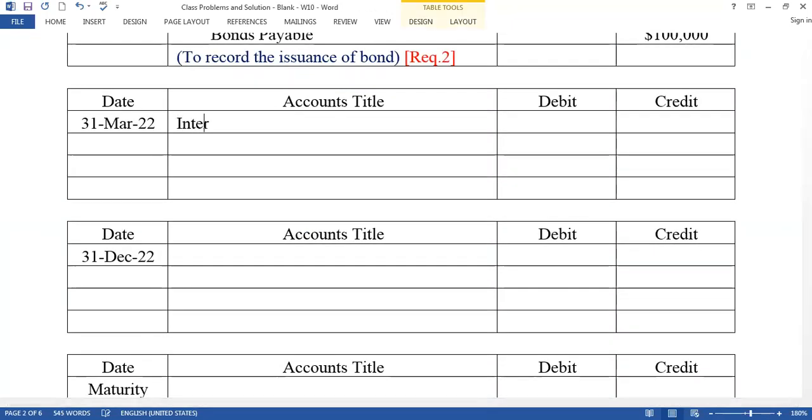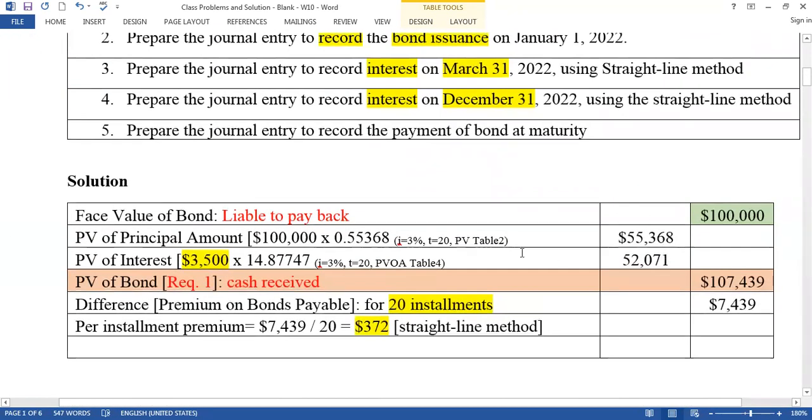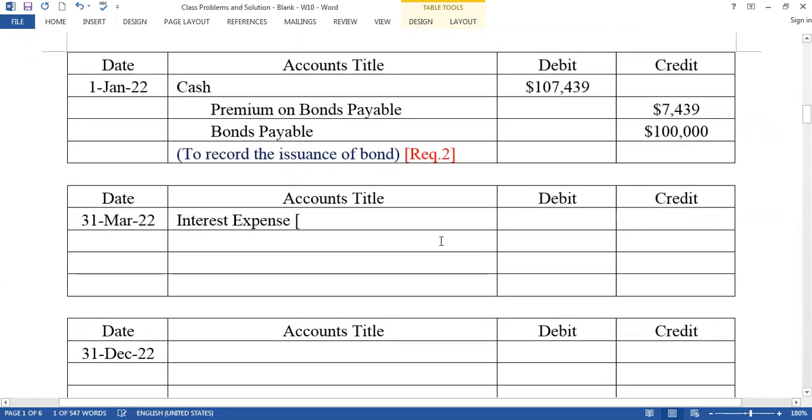Interest expense, debit. Now, what should be the interest expense? According to this question, I calculate here. Our interest expense is 3,500.